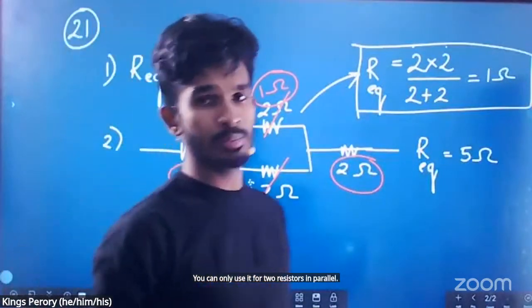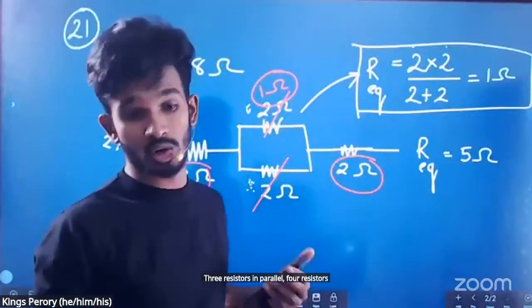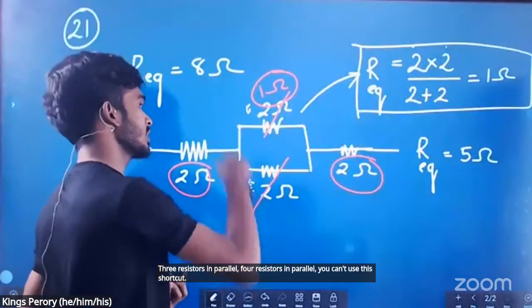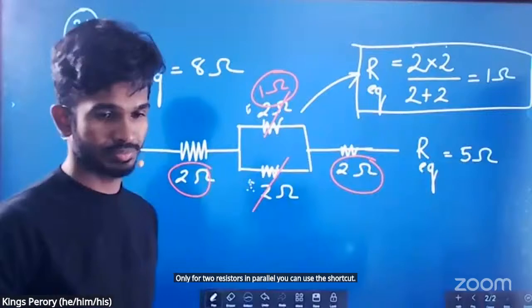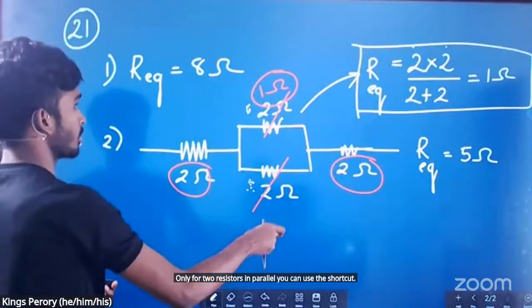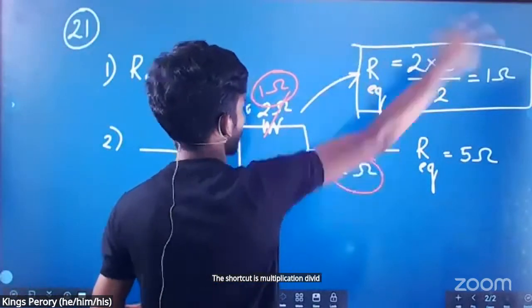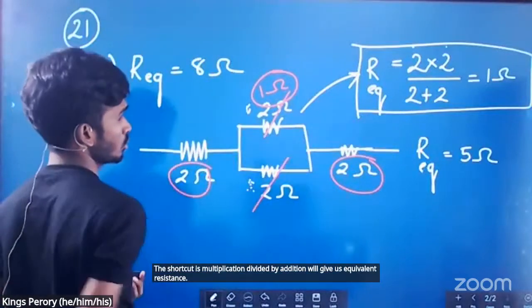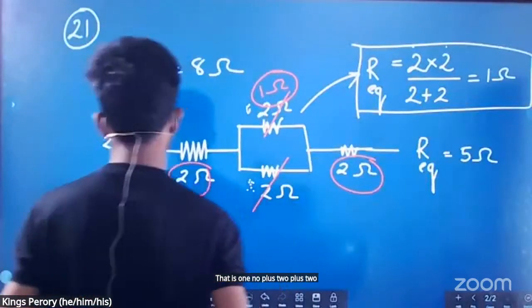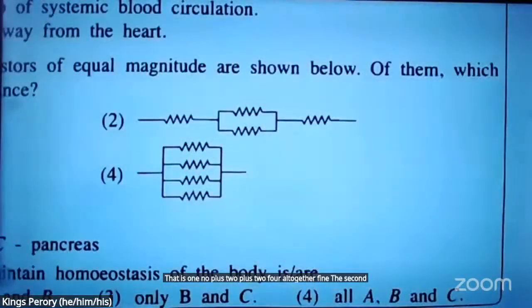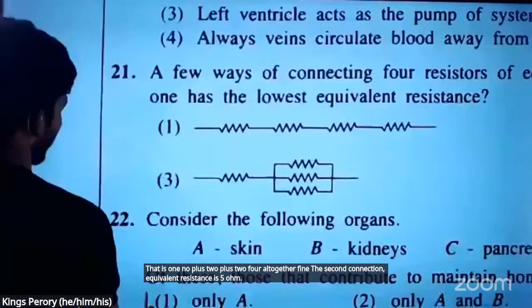3 resistors in parallel, 4 resistors in parallel, you can't use this shortcut. Only for 2 resistors in parallel, you can use this shortcut. So the shortcut is multiplication divided by addition, which will give us the equivalent resistance. That is 1 ohm plus 2 plus 2, 4, altogether 5. The second connection, equivalent resistance is 5 ohm. Third connection.